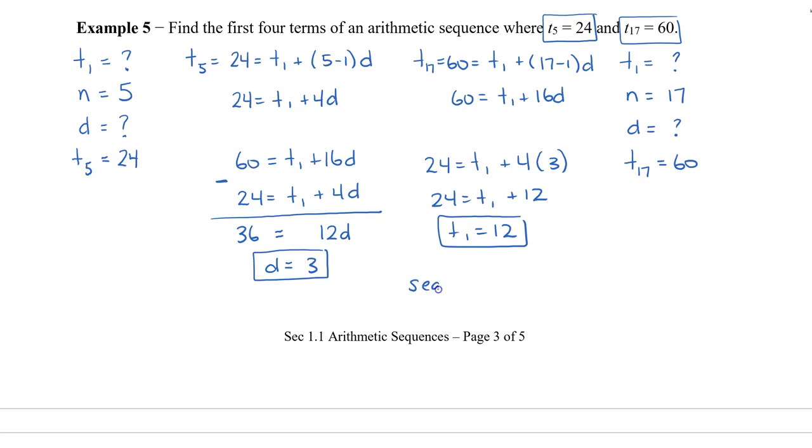So my sequence is then 12 plus 3 is 15, plus 3 is 18, and then plus 3, I get 21. And to double check, if I add 3 again, I do get 24. Now this way may be a little bit longer because I don't have to actually find T1. I can go backwards from T5. But if I was given maybe not T5, but a larger term, then this might be the more convenient way.